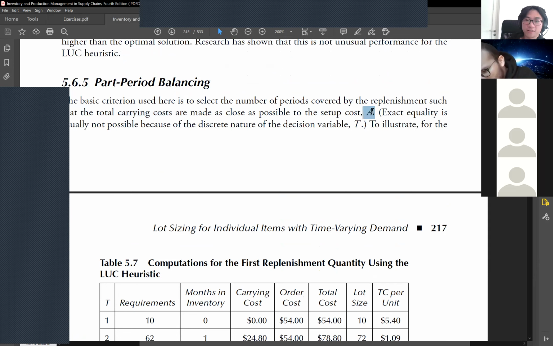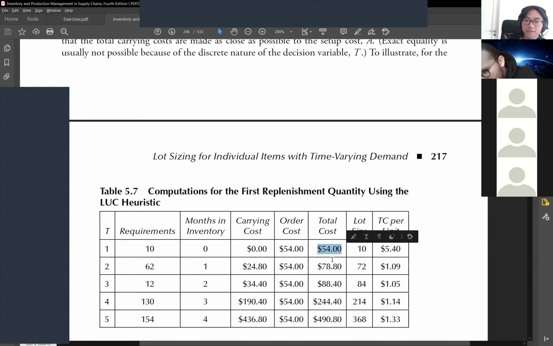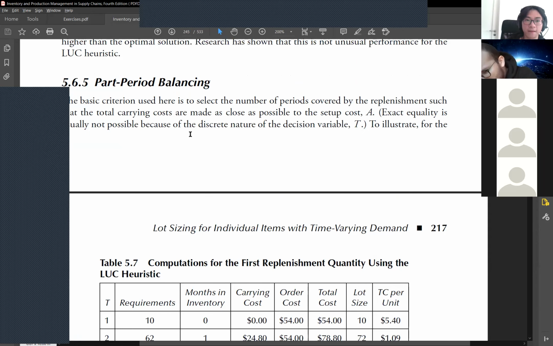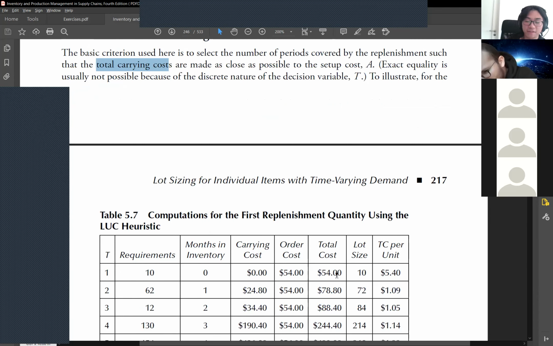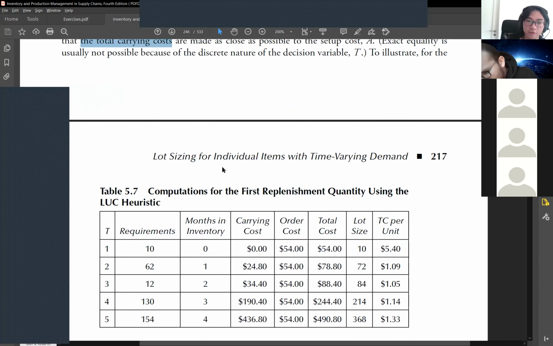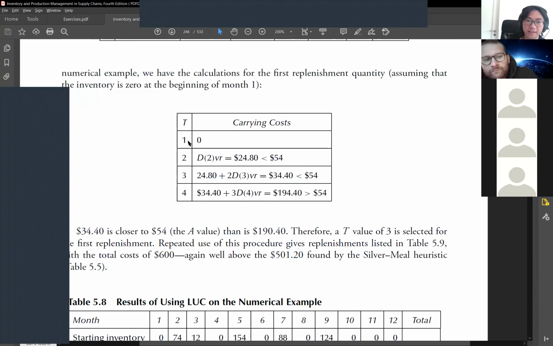But we're just not dividing it by anything and just use that total cost and compare it with our A. This is the total carrying cost. So we're not adding any ordering cost in that. And we calculate the total carrying cost, which here, as an example, if T equals 1, there is no carrying cost. I think it's explained here as well. So it's 0 if T equals 1.